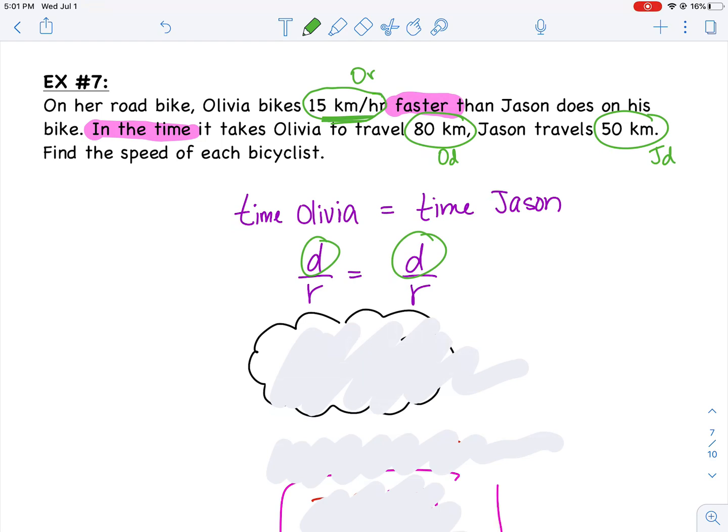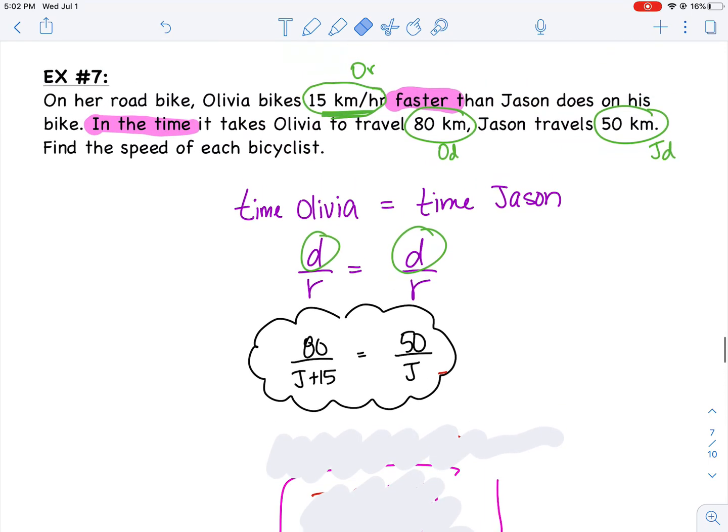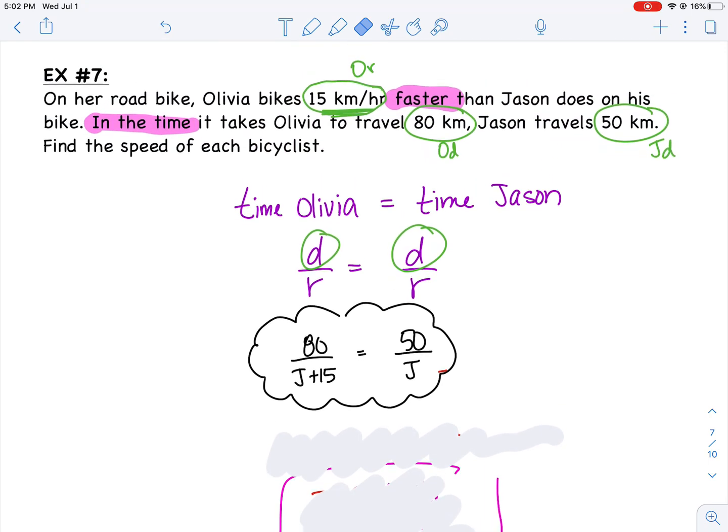Okay, now what do we know about their rates? Again, this is where you have to be careful. We don't know Jason's rate. Can we call that J? And we don't know Olivia's rate, but we do know that she's 15 kilometers per hour faster than Jason. So if Jason is J, can I call Olivia's speed J plus 15? Now I have an equation with all the information from the word problem in a rational proportion. I have two fractions equal to each other. So now I can cross multiply and solve to figure out what J equals, J being the rate that Jason rides his bike.